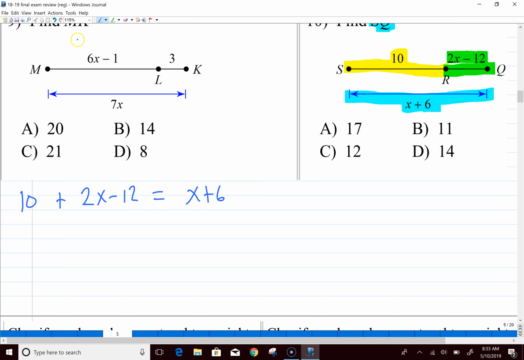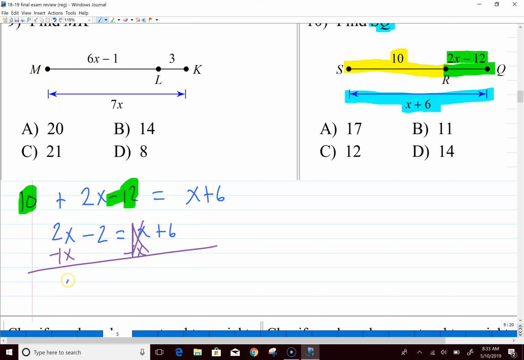Then I'm going to solve it. I have 10 and a minus 12. 10 minus 12, I'm going to bring down my 2x, sorry. 10 minus 12 is negative 2, is equal to x plus 6. I have x's on both sides. When I have x's on both sides, I like to move the smaller one. I have a 2x, I have a 1x. I'm going to subtract the 1x because it's smaller than the 2x.